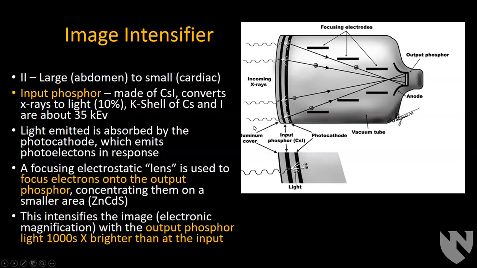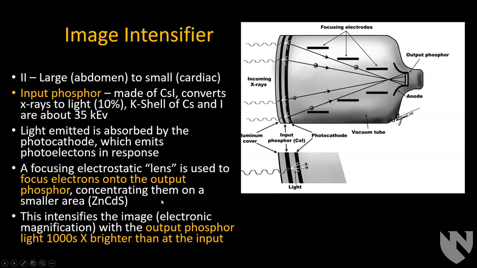And then those electrons are focused by the lens, like we talked about, and then hit the output phosphor. This intensifies the image because you have electrons from a large area being focused onto a small area, and so the number of electrons per unit area gets increased. And so that's one way that the image intensifier will increase your signal, will make the image brighter, and that's a magnification gain, and we'll talk about that here.